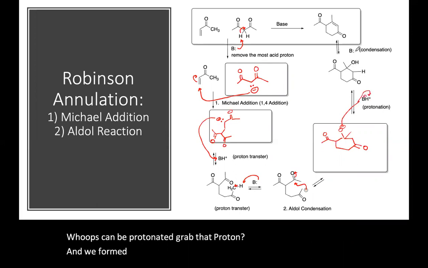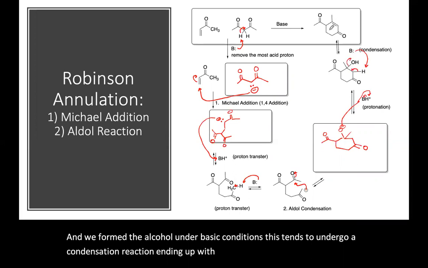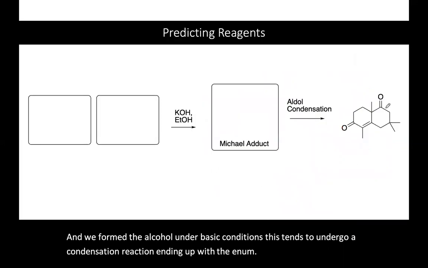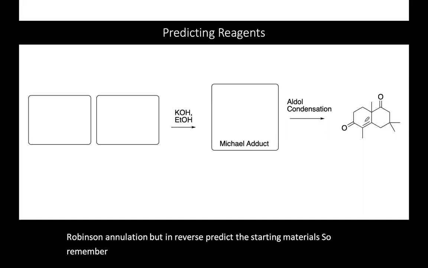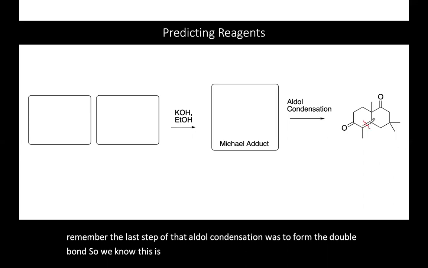Under basic conditions, this tends to undergo a condensation reaction, ending up with the enone. Often you'll be asked to do this same Robinson annulation, but in reverse. Predict the starting materials. So remember, the last step of that aldol condensation was to form the double bond. So we know this is the double bond that was formed. The OH must have been here.